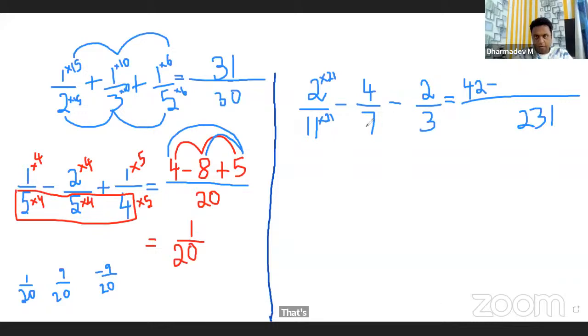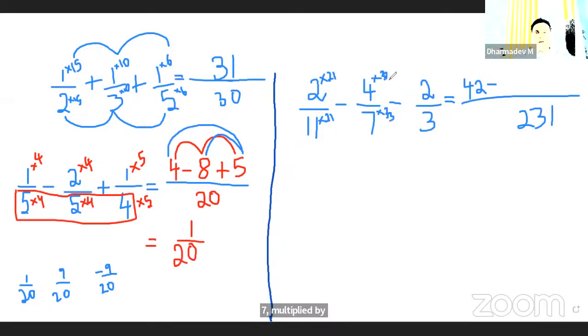Minus, 7 multiplied by 33 is 231, so multiplying the same in the numerator: 3 times 4 is 12, plus 1, 13, 132. Minus 3 times 77 will give me 231. 2 times 7 is 14, plus 1, 15.